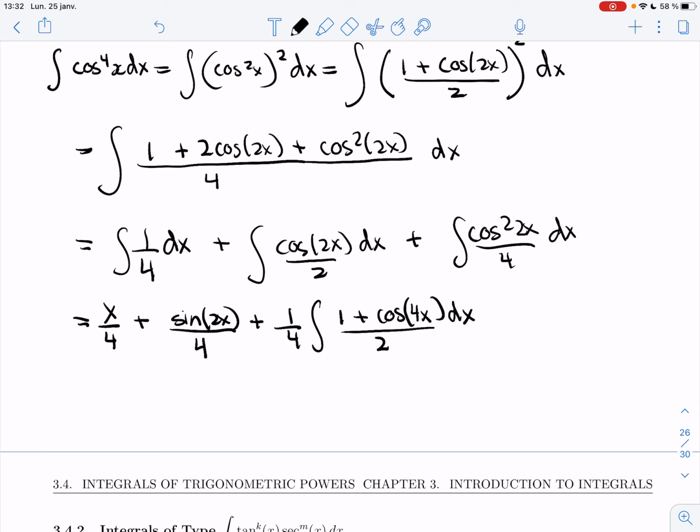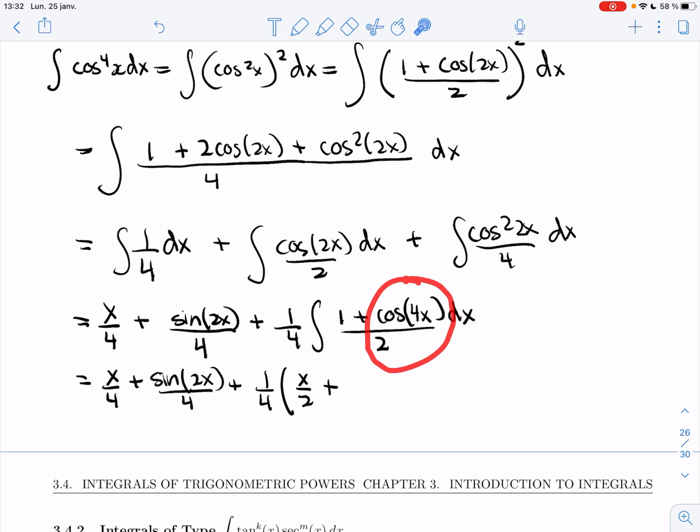All right, so I'm getting x over 4 plus sine 2x over 4 plus, and then 1/4. Let me integrate it. You could split it first, but I'm running low on space, so 1/2 would give x over 2. And then the cosine 4x over 2, cosine integrates to sine, so sine 4x. I had an over 2, I need an over 4 because of the takeaway.